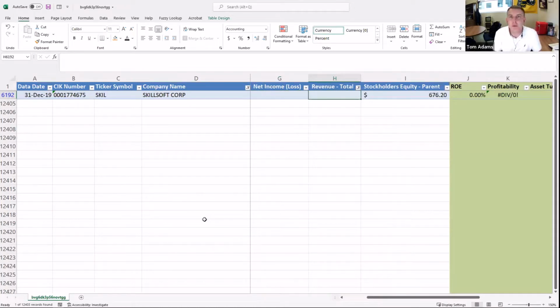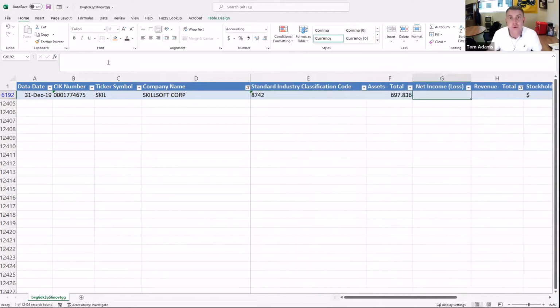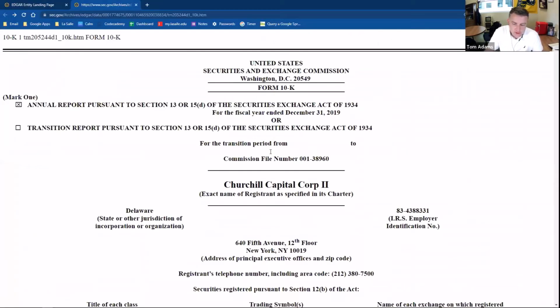Does that make sense? Is it plausible that a publicly traded company has zero revenue and it looks like also zero net income? Let's think about that. Let's go and look at their actual 10K filing. So here is the 10K. And if you remember, this company in our data set was referred to as Skillsoft. Here, the 10K filing is listed as Churchill Capital Corporation.